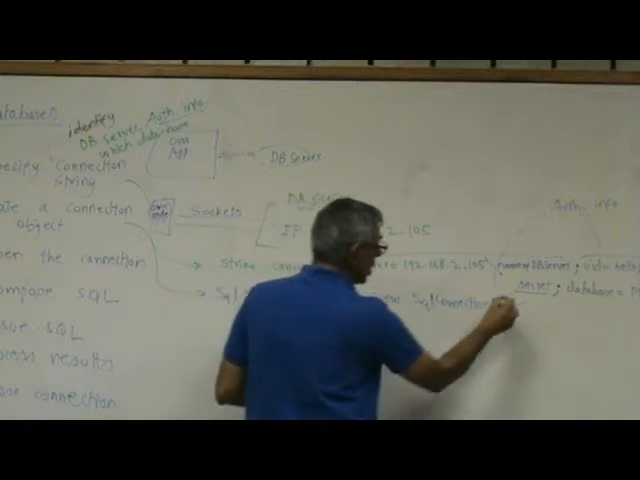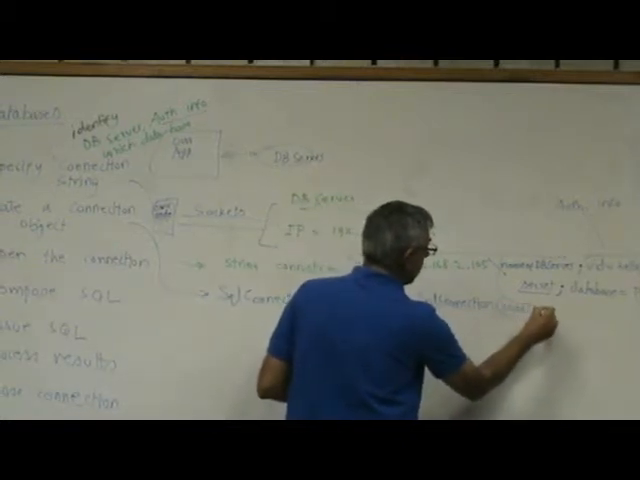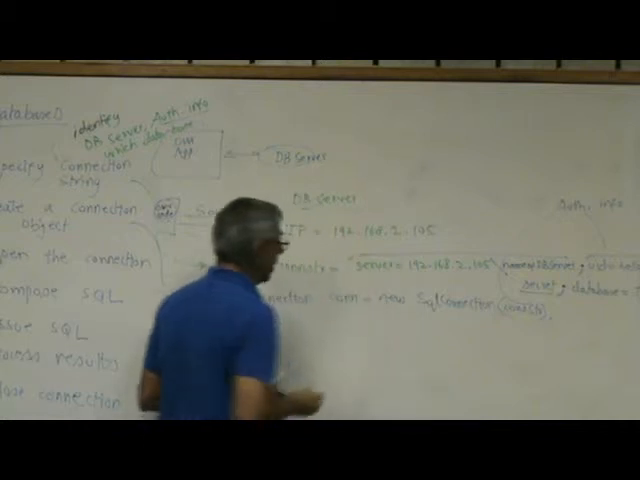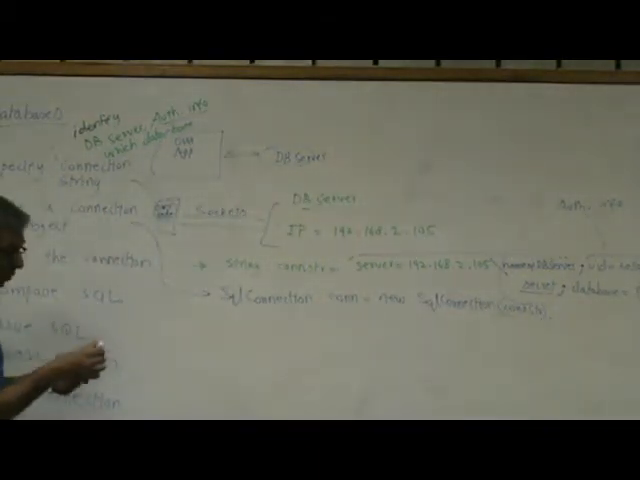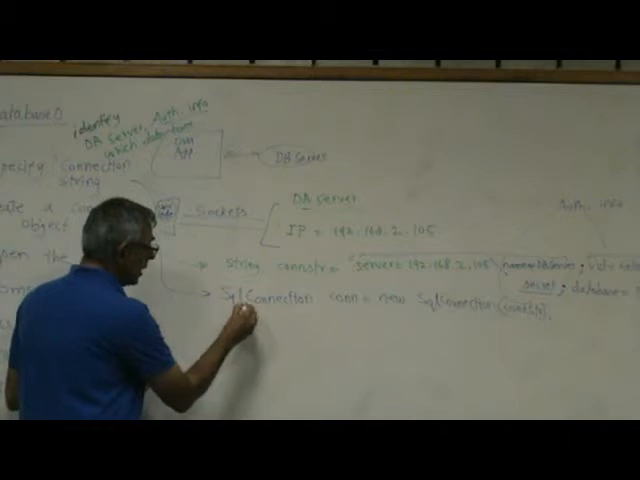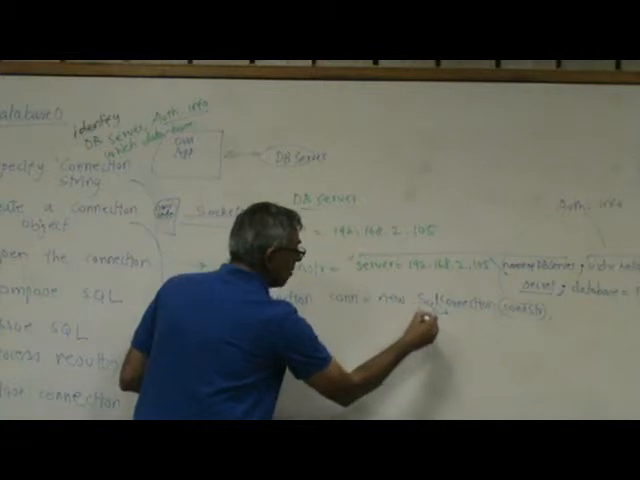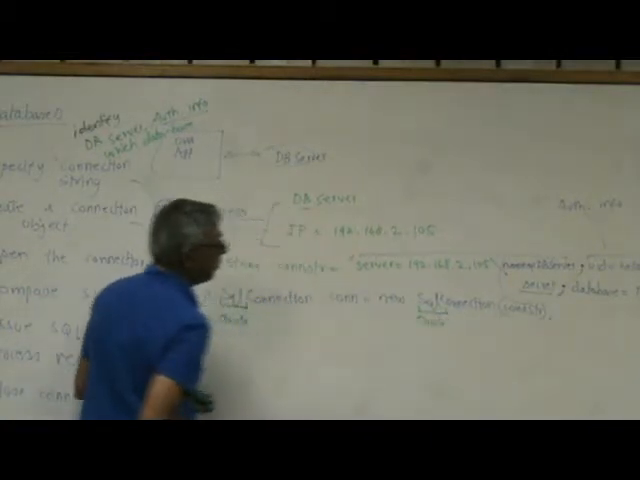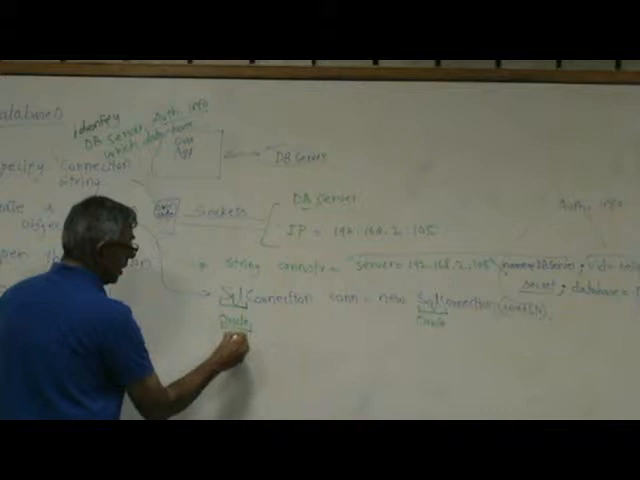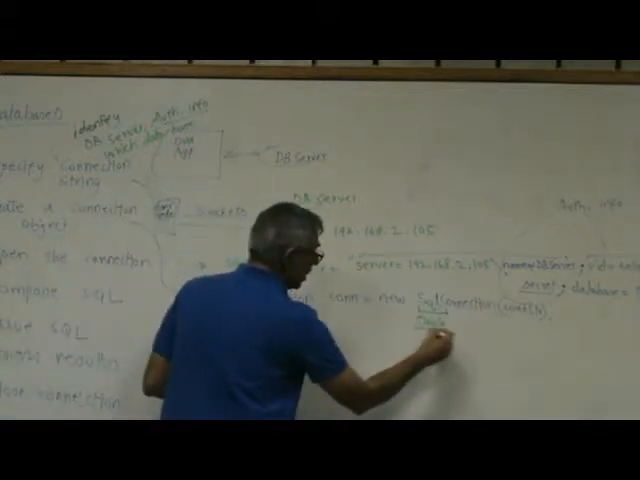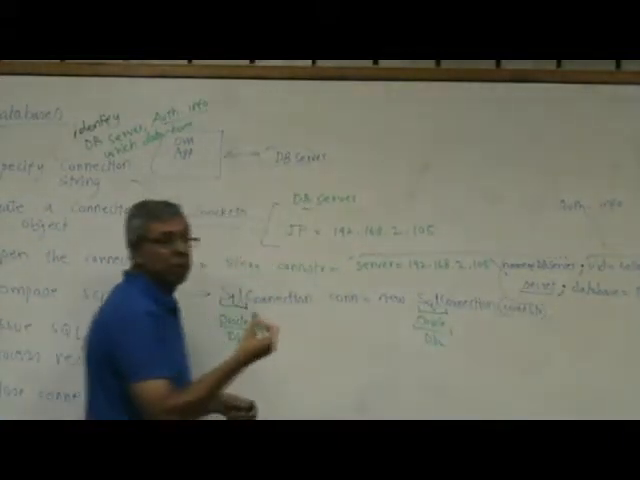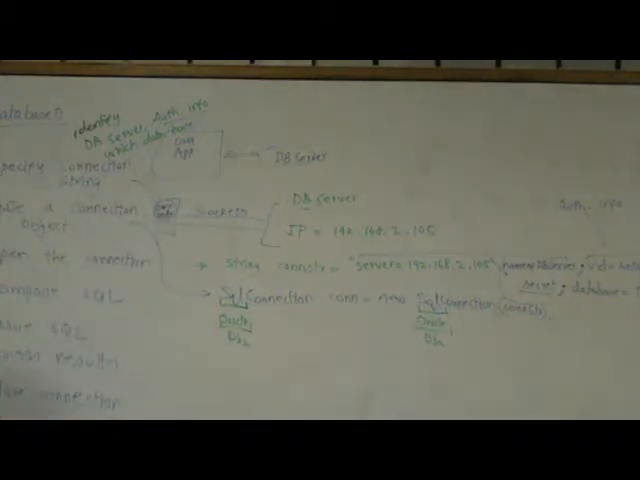Okay, and in the constructor, you will pass the connection string that you had specified earlier, right? If you're trying to communicate with Oracle, then this SQL connection will become Oracle connection. If you're trying to communicate with DB2, it will become DB2 connection. So depending upon the type of the database server, the class name changes. Okay? So anyway, that's called creating the connection object, right?